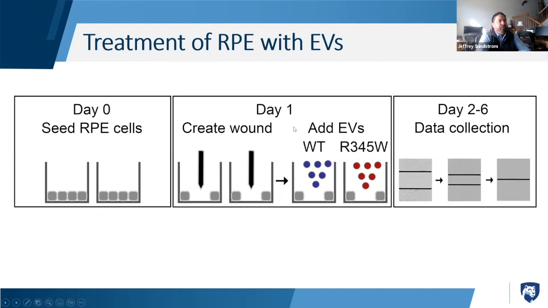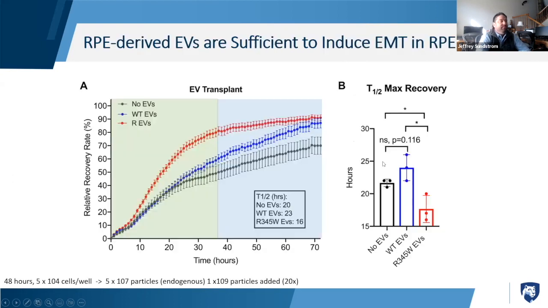So next we went back to the scratch assay. This time the recipient cells are going to be just regular RPE cells. They're not expressing fibulin in any form. They're native, normal RPE cells. We're going to create our wound, and then we're going to add wild type EVs or mutant EVs, and then collect data for several days. So we wanted to see if the EVs were sufficient to induce EMT.